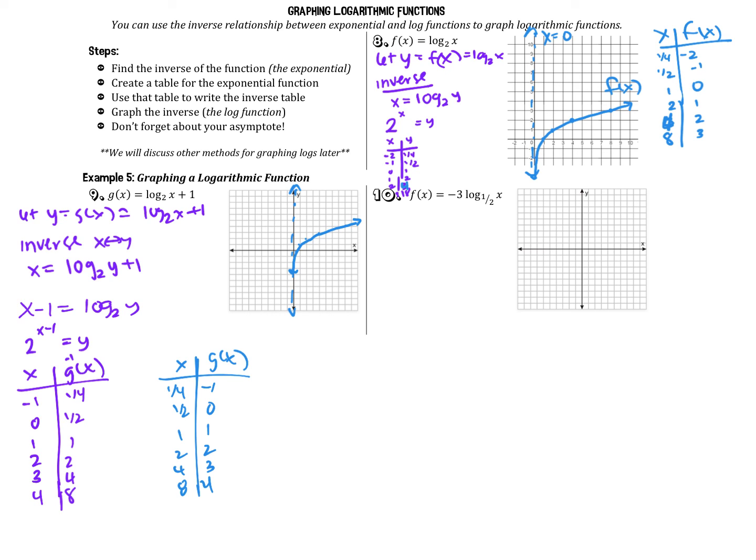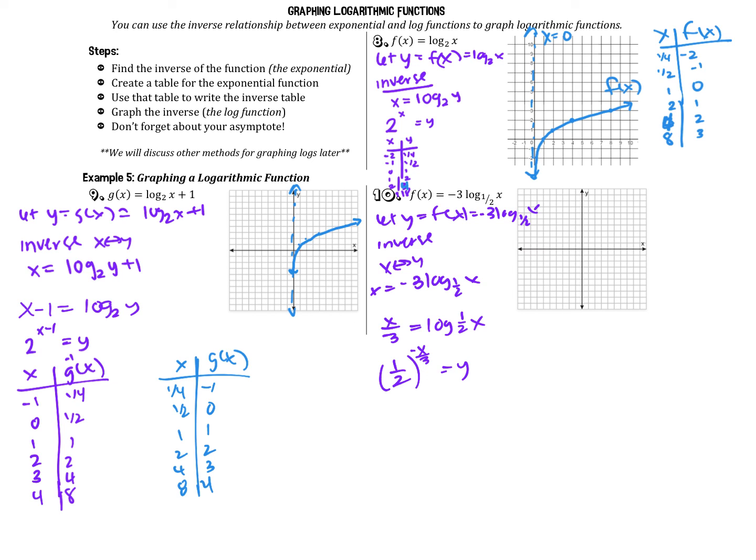If you're feeling confident, go ahead and do number 10 on your own. If you're struggling to set up the inverse, then follow along with me. So we're going to say let y equal f of x, which is -3 log base 1/2 of x. So to find the inverse, we're going to switch x and y. So x equals -3 log base 1/2 of y. To isolate the log, we're going to divide both sides by -3. And now since a log is an exponent, we can switch forms. 1/2 to the power of -x over 3 is going to equal y.